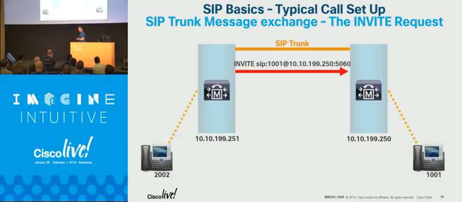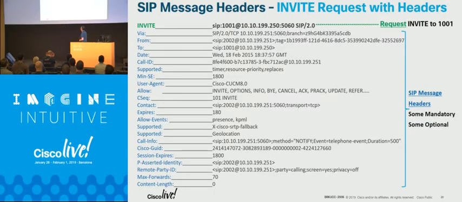So we're going to take you through that, but if I look at that invite in more detail, what you will see, if you were to look at a trace, is something like this. You'll see the invite itself, and then you'll see all of these headers. These headers generally aren't in order. Some are mandatory, some are optional, so you can certainly have ones that are proprietary.